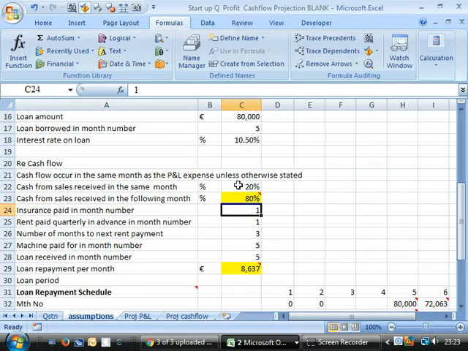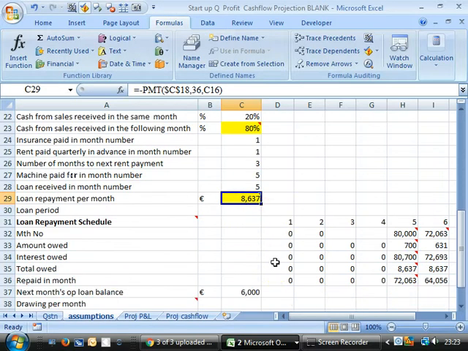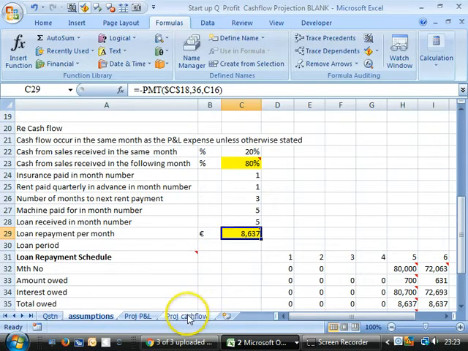Now I put in a number of other assumptions about when payments occur, and the final assumption is the payment assumption. You might remember that tricky payment formula. We might practice a few more of those before the test. So let's have a go. Off we go to our cash flow now.